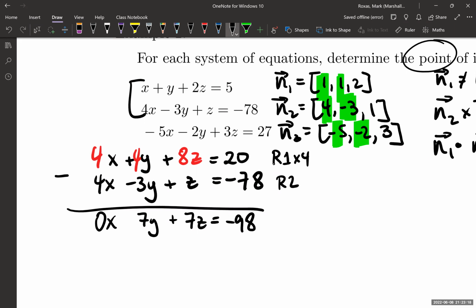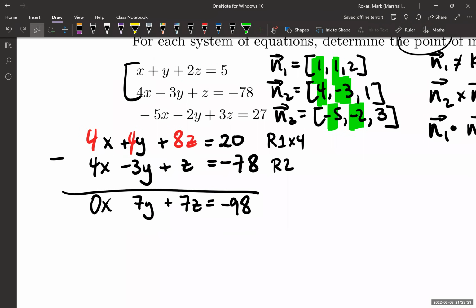I have 2 variables left over here. Let's write one in terms of the other. If I divide everything by 7, I'm going to get y plus z equals negative 14. And then I can isolate one variable on one side. So I could say y equals... did I make an error? Minus 4.